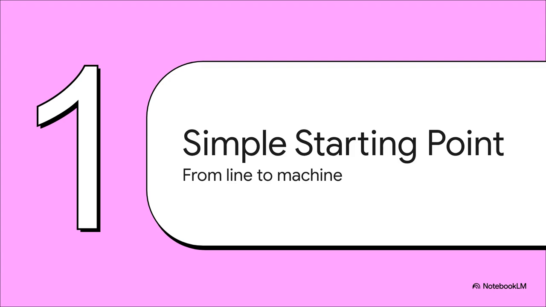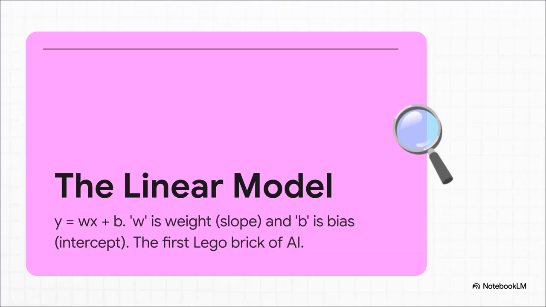Believe it or not, to understand an AI with billions and billions of parts, we first have to understand just one thing: a simple, straight line. Yep, this equation right here. It's the very first Lego brick of our entire AI. You probably remember it as y equals mx plus b from math class. It's the exact same idea. W is the weight, that's what sets the slope, and b is the bias, which just moves the line up and down. It seems almost too basic, right?